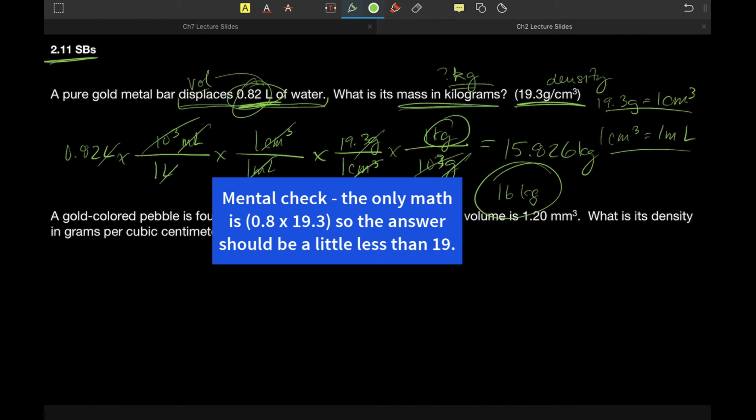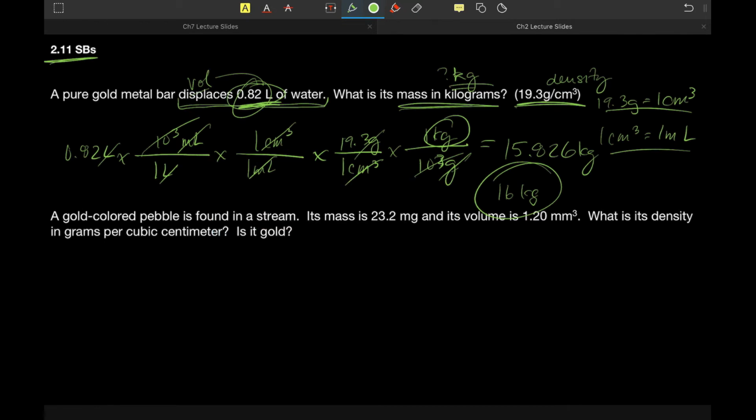So it says we have a gold-colored pebble found in a stream. Its mass is this, and its volume is this, and we would like to know its density in grams per cubic centimeter. So we would like to know grams per centimeter cubed. This is our goal. And we would like to know, is it gold? So is it gold is really a secondary question. First, we have to figure out its grams per centimeter cubed. There are multiple ways we can do this. You can take this mass and convert it to grams, take this millimeters cubed and convert that to centimeters, and then put mass over volume. Or you can put mass over volume first and then do your conversions, whatever makes most sense to you.